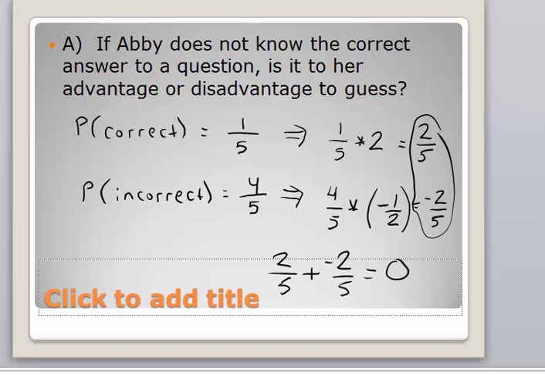And so what does it mean that the expectation is 0? The expectation is 0 when she guesses, which means that over the long run, she'll neither gain nor lose points when she guesses. So the question asks us, is it to her advantage or disadvantage to guess? And we basically are at a break-even point. Sometimes she's going to guess correctly, sometimes she's going to guess incorrectly, but overall, in terms of her score, it shouldn't matter.